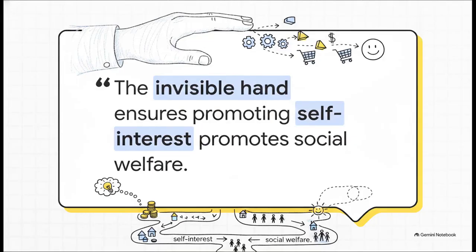The sheer genius of this system is captured in this fascinating paradox famously coined by Adam Smith as the invisible hand. Basically, a system driven entirely by personal profit motives actually works efficiently to promote social welfare. Consumers get exactly what they want, and producers make a living. It's this beautiful, almost accidental alignment of self-interest and societal needs.